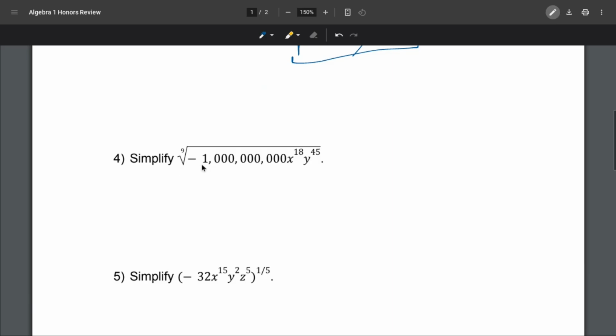This next one, we're taking the 9th root of negative 1 billion x to the 18th, y to the 45th. So this is basically 10 to the 9th power, and a -1 times that. Or you think of -10 to the 9th power would give me -1 billion. So it's actually going to be -10 when we take the 9th root. And then x to the 18th, think of this as 1/9. So 18 times 1/9 is 2. So it becomes x squared. And then 45 times 1/9, 45/9 is 5. So y to the 5th.